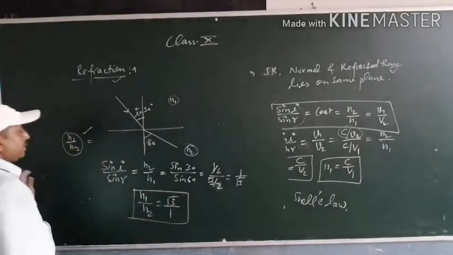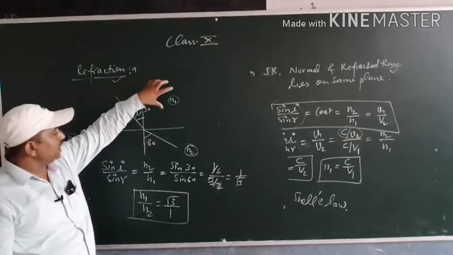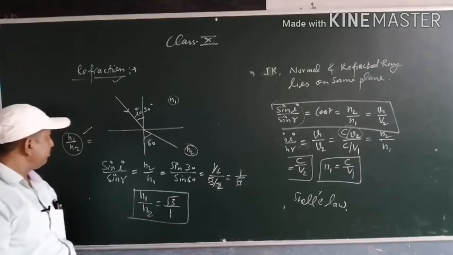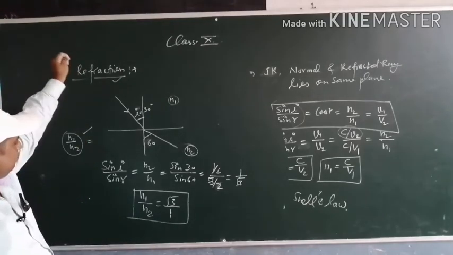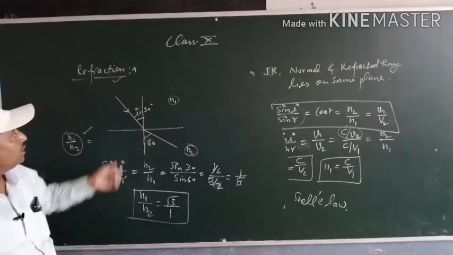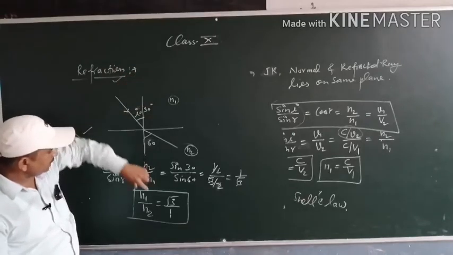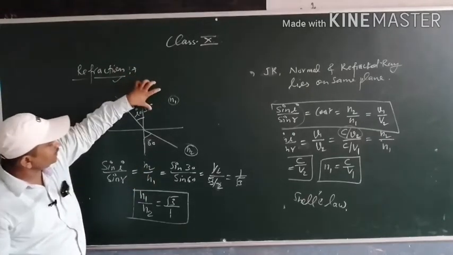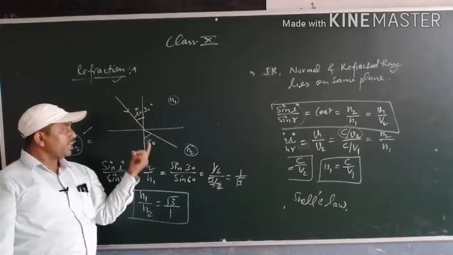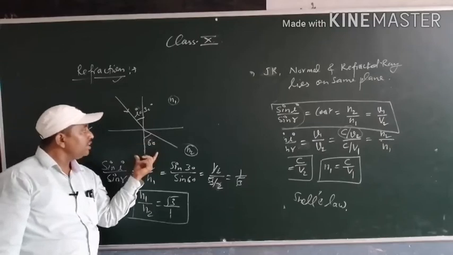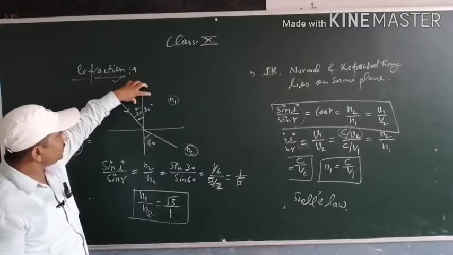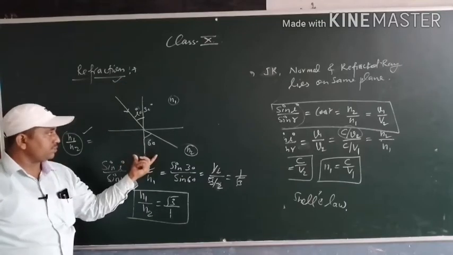It means the refractive index of the first medium is larger and the refractive index of the second medium is smaller. It means light goes from denser medium to the rarer medium, because the refractive index of the first medium is larger than that of the second medium. So the velocity of light in the first medium will be smaller than in the second medium.